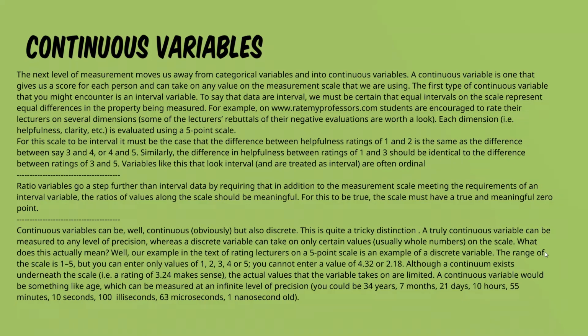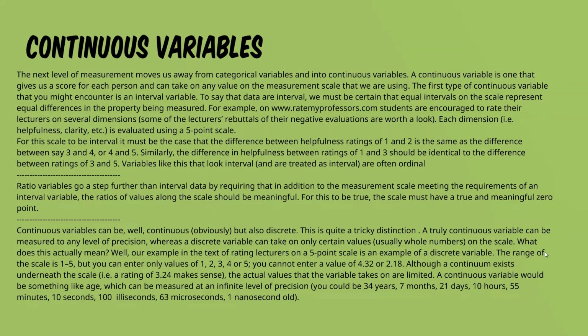Continuous variables can be continuous, obviously, but also discrete. This is quite a tricky distinction. A truly continuous variable can be measured to any level of precision, whereas a discrete variable can take on only certain values, usually whole numbers on the scale. What does this actually mean?